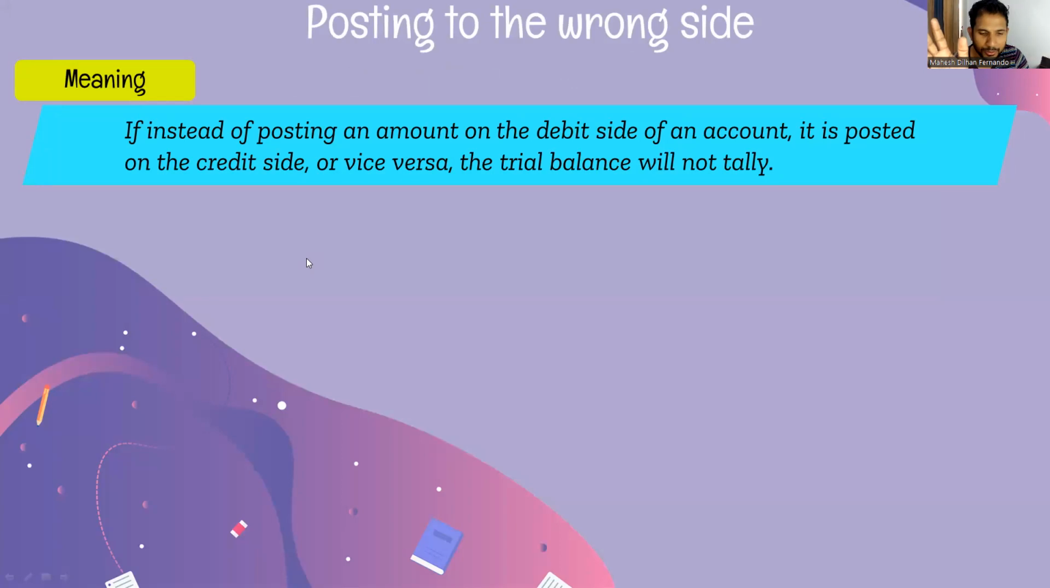Let me tell you, when you record a transaction correctly, the transaction has a debit and a corresponding credit. Let's say, for instance, the debit entry is correctly recorded. The other entry should be credited. What if the other entry is also debited? Posting to the wrong side. Okay, note this down.